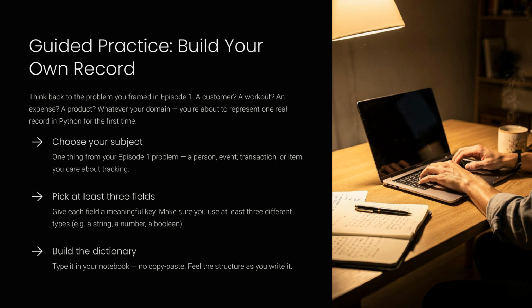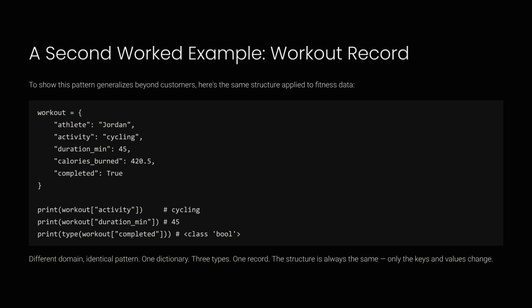Now it's time for part 4, a mini exercise to apply these concepts to your own data problem. Reflect on the problem you framed in our first episode. Select one record, choose 3 distinct fields as keys, and define them in a dictionary. To help you visualize this, notice how fitness data follows the same structural pattern as customer data. The domain changes, but the logic remains consistent.